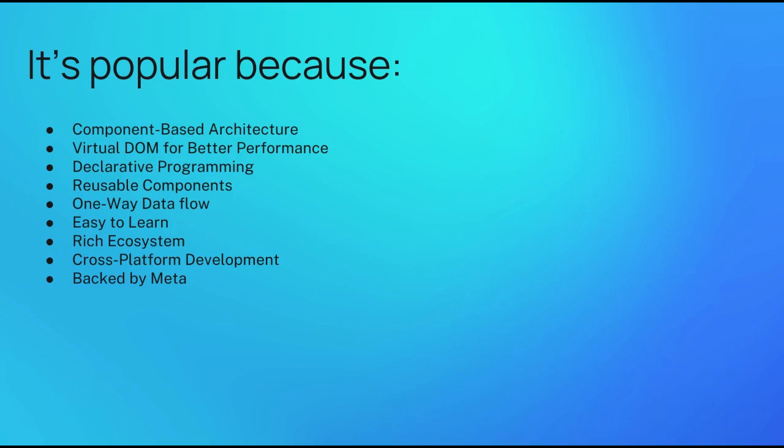Next is virtual DOM for better performance. React uses a virtual DOM, which is a lightweight copy of the real DOM. When data changes, React updates the virtual DOM, compares it with the previous version, updates only the parts of the real DOM that changed. This minimizes unnecessary DOM operations and improves application performance.